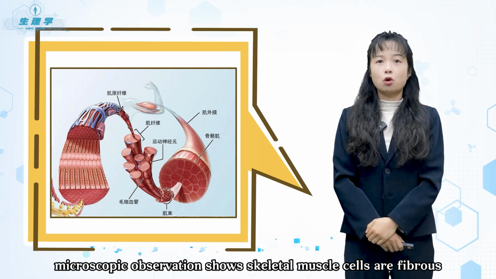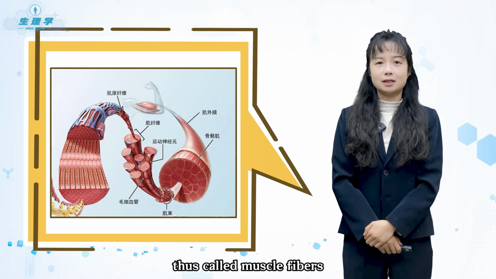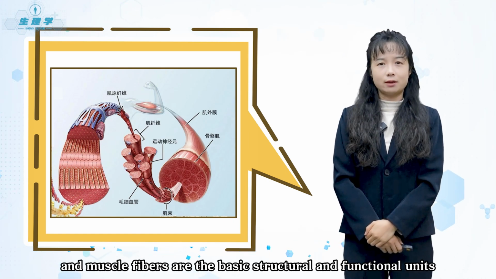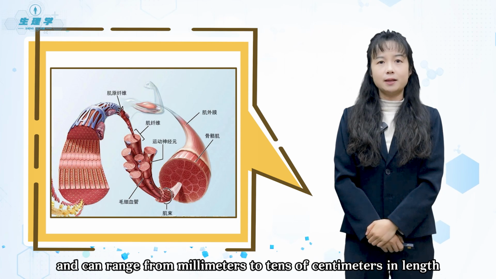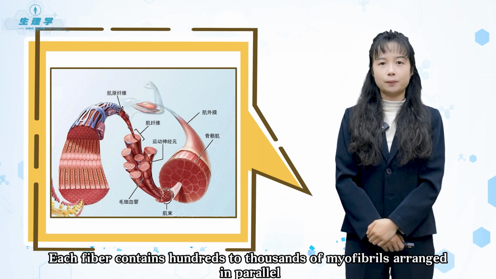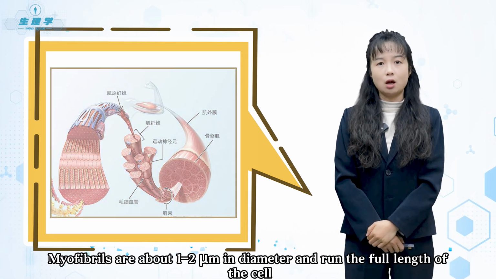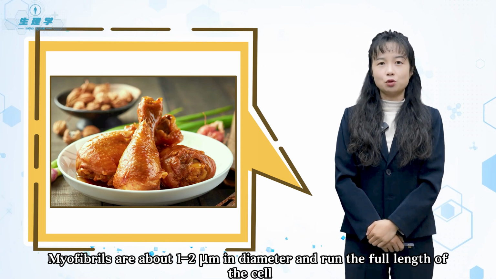Microscopic observation shows skeletal muscle cells are fibrous, thus called muscle fibers, and muscle fibers are the basic structural and functional units. Adult muscle fibers are about 60 micrometers in diameter and can range from millimeters to tens of centimeters in length. Each fiber contains hundreds to thousands of myofibrils arranged in parallel. Myofibrils are about 1 to 2 micrometers in diameter and run the full length of the cell.